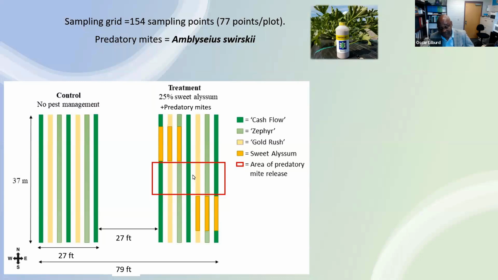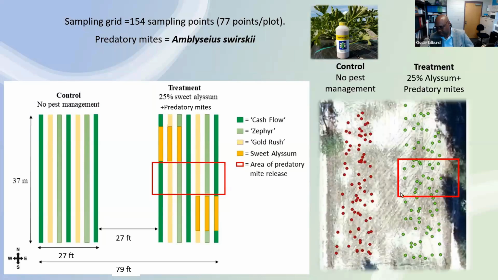Again, we wanted to see how far it can move in the field, and what the effect of this predatory mite is on the whitefly population. There you can see what we did in the field. We georeferenced the area where we released the predatory mites, again in red. We also georeferenced some of the squash plants in the field where we were going to be doing all of the sampling and so forth.